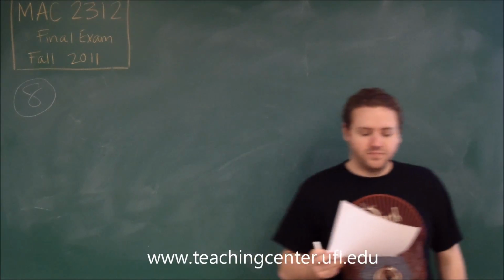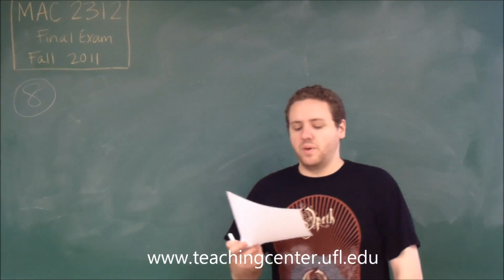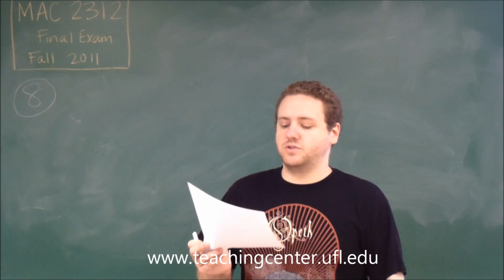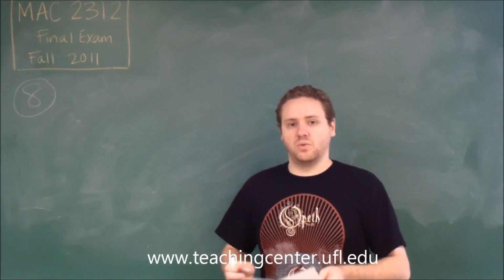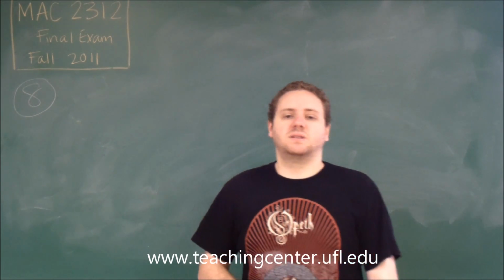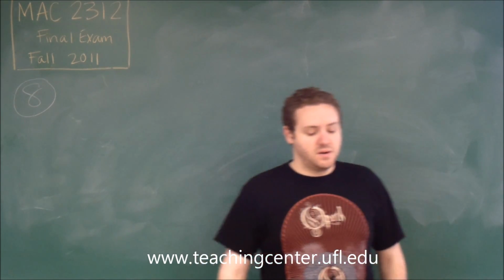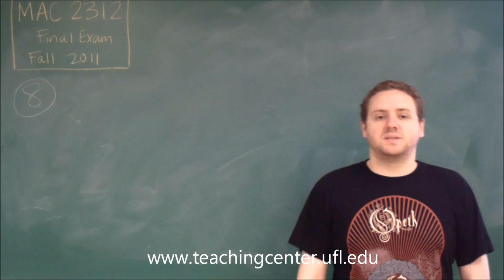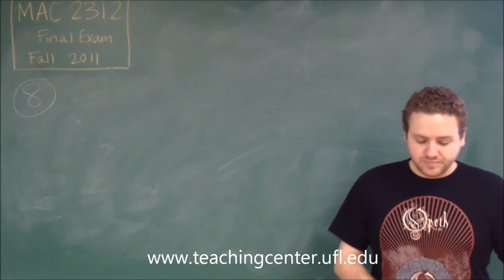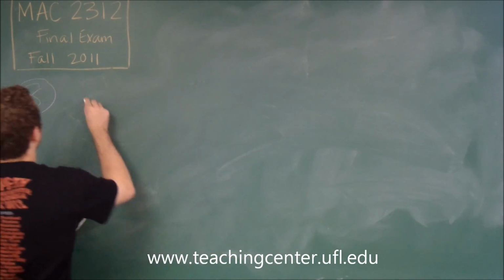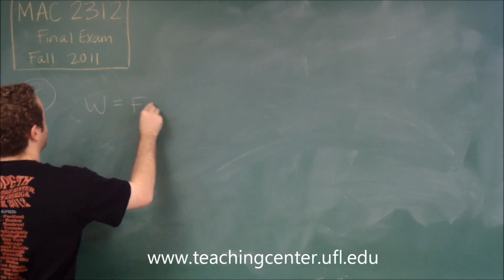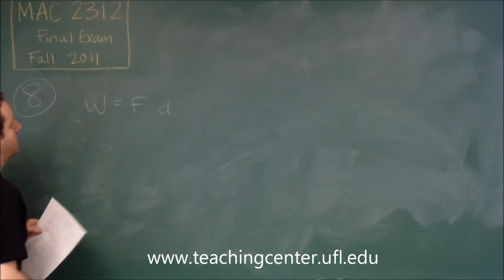On problem number 8, we have a cable weighing 2 pounds per foot used to lift 400 pounds of coal up a mine shaft that is 500 feet deep. Find the work done. This one's kind of similar to the first problem on here, not exactly, it's a little bit simpler from an equation perspective. But again, we're using the work formula. Remember that work is force times distance.